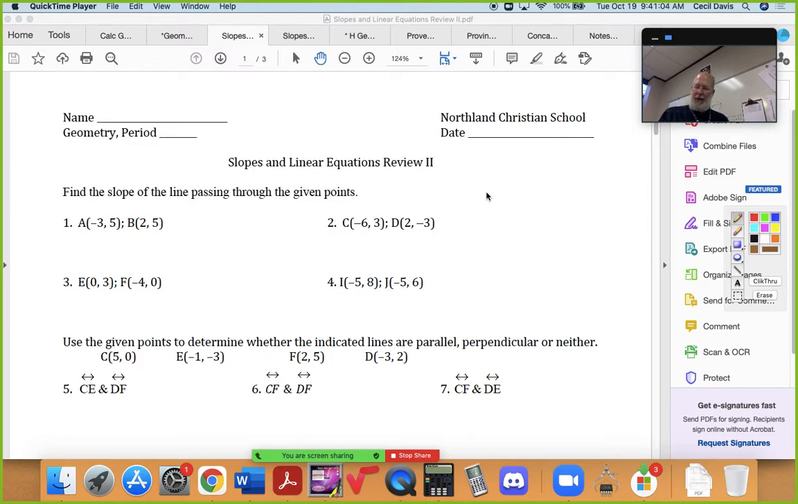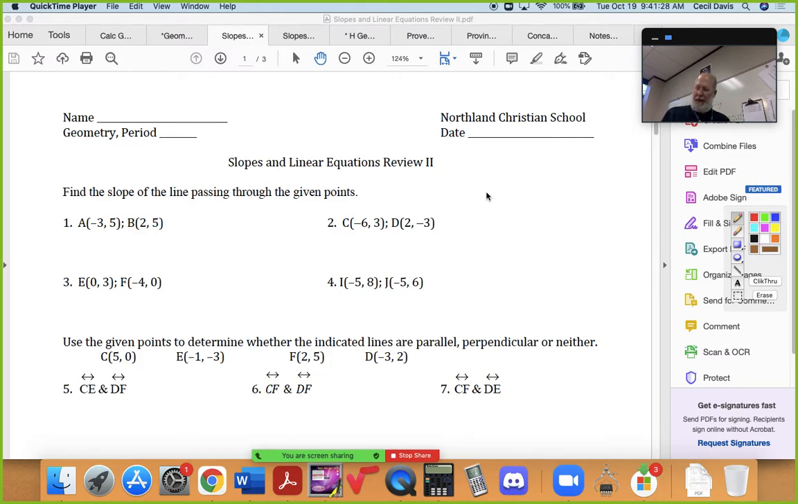Number 9, the slope of PS is 1/3. The slope of QR is also 1/3, so they are parallel. Number 10, the slope of PR is undefined. The slope of QS is 0, and that's the special case of a horizontal line and a vertical line. They are perpendicular.